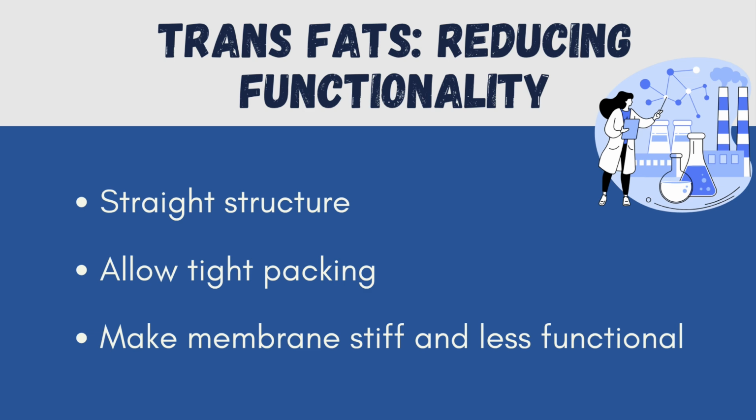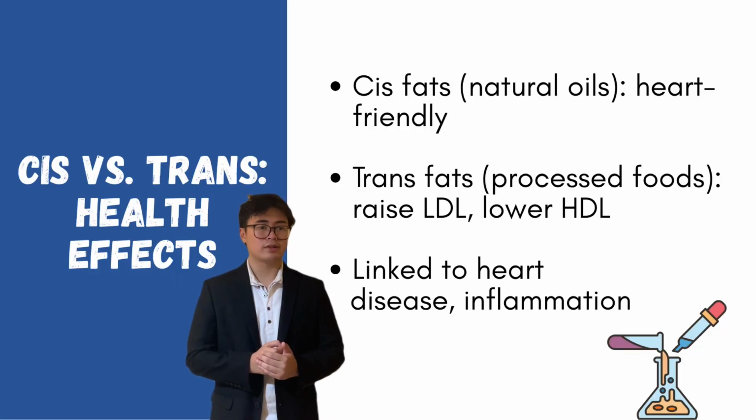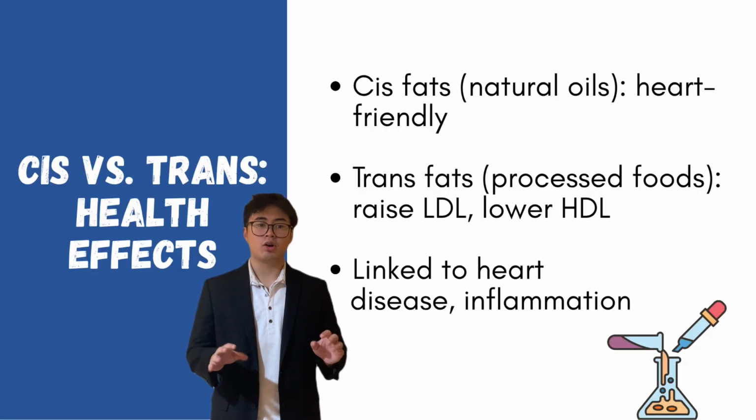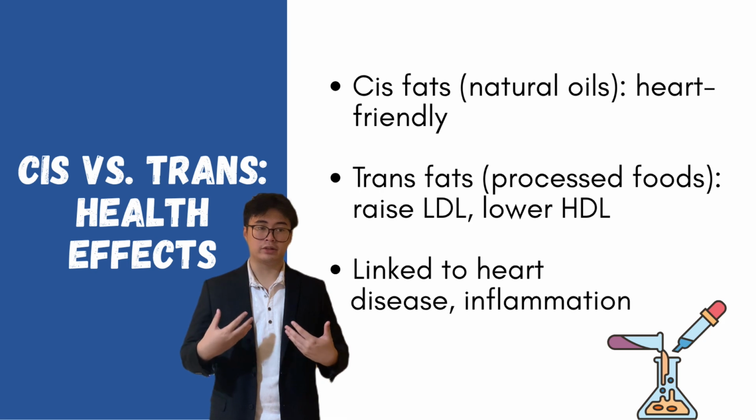A stiff membrane limits how well the cell can transport nutrients and signals. Over time, this can negatively impact cellular function and even contribute to inflammation and disease. Because of these structural differences, cis and trans fats also affect our overall health differently.